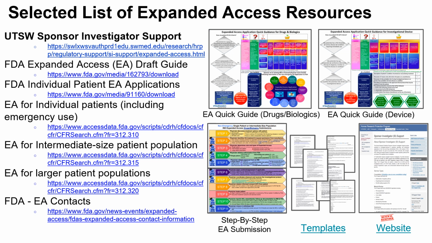Here is a list of expanded access resources, including UT Southwestern sponsor investigator support, FDA expanded access draft guide, FDA individual patient EA applications, EA for individual patients, intermediate-sized patient population, and larger patient populations, as well as EA contacts.